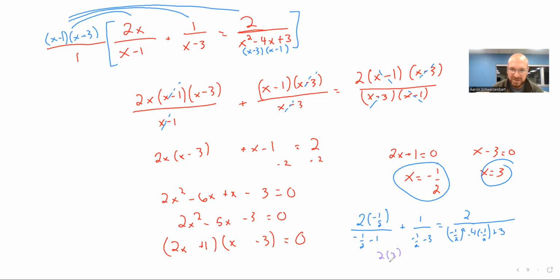Now 2 times 3 over 3 minus 1 plus 1 over 3 minus 3. That's a problem. 3 minus 3 equals 0. You can't have 0 in the denominator. So 3 is an extraneous solution. I expect you to list your extraneous solutions to show me you know how to find them and that you know that they don't work. With rational equations, we get extraneous solutions when we divide by 0.